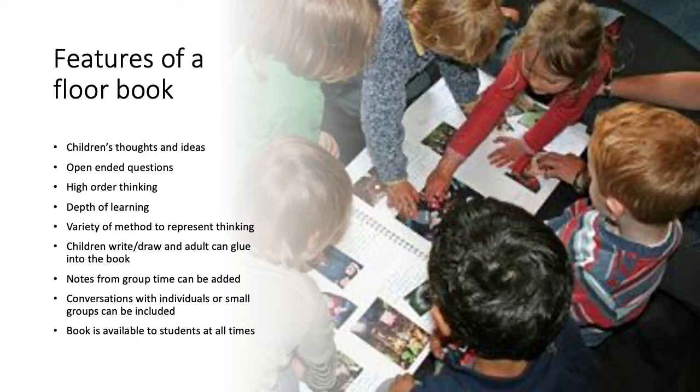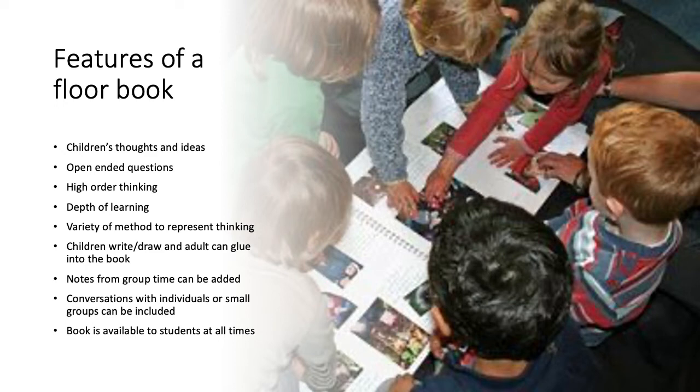We want to be able to demonstrate lots of high-order thinking in there, not just 26 frogs all with bouncing legs on them. We want to be able to show the depth and the breadth of the children's learning to make sure that they've got lots of different ways that they can represent their thinking. So it could be through photos that they have taken, it could be through images that they find, it could be through a collection of materials they've actually found outside and added in.